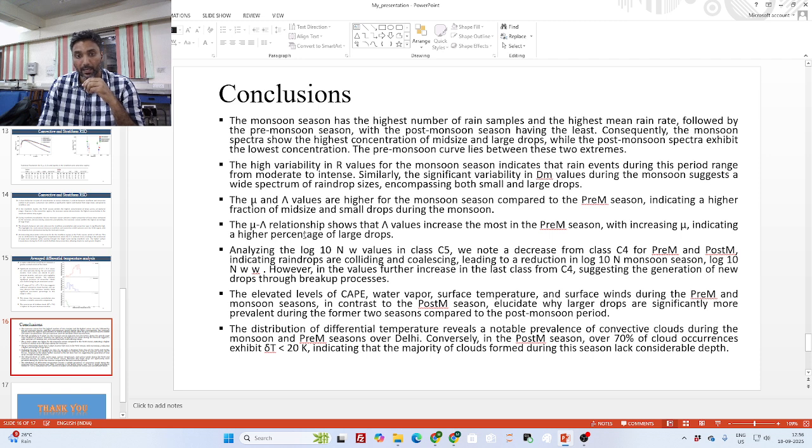post-monsoon, indicating raindrops are colliding and coalescing. But in monsoon, we see a decrease, which suggests that breakup processes are also dominant during the monsoon season.